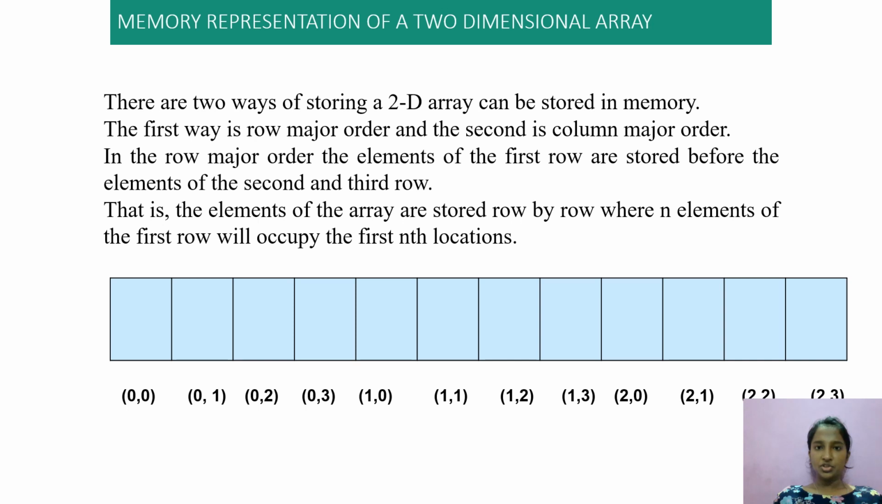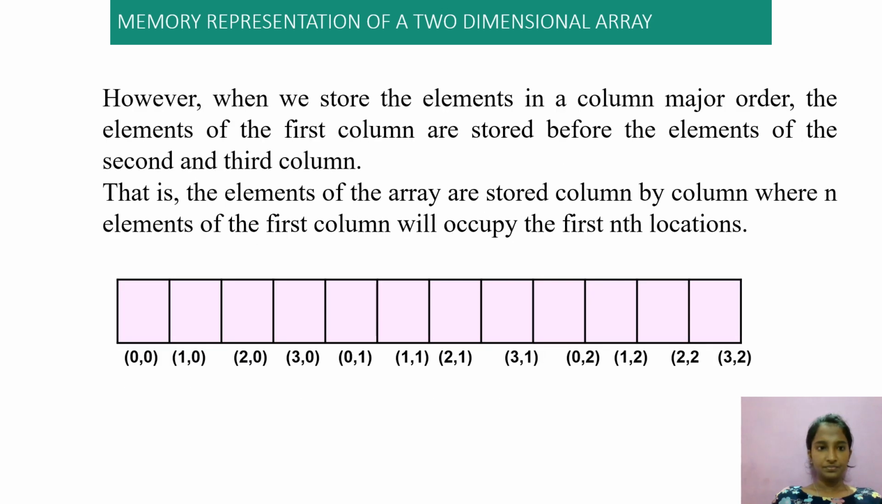Memory representation of the two-dimensional array. A two-dimensional array can be stored in memory in two ways. The first way is row major order and the second is column major order. In the row major order, the elements of the first row are stored before the elements of the second and the third row. That is, the elements of the array are stored row by row, where n elements of the first row will occupy the first n locations.